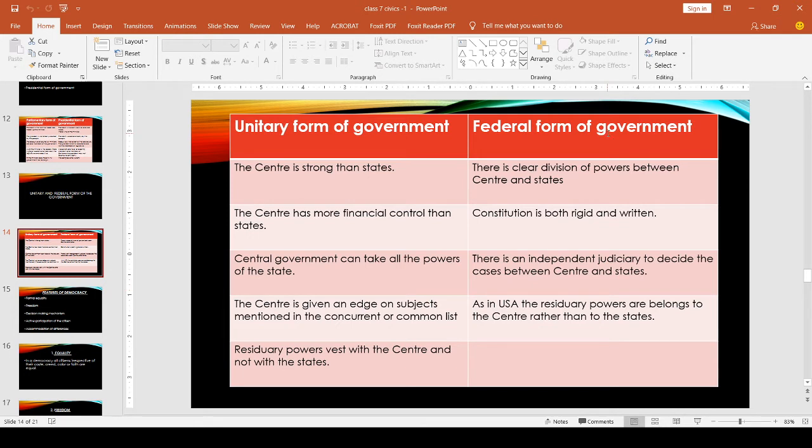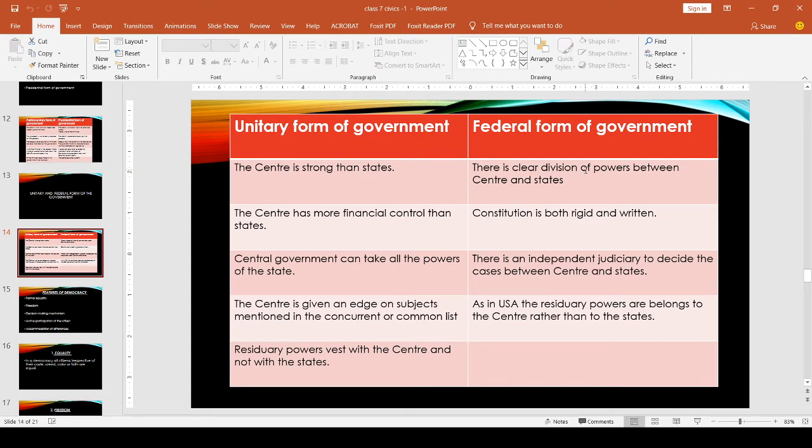We move into federal form of the government. What is federal form of the government? Yes, there is a dual government. One is central government and another is state government. Then we can see what are the characteristics of federal form of the government. First one, there is a clear division of powers between central and state. We know that in a federal form of the government, there is two government, central government and state government. And the powers of central government are clearly divided. Okay, both are independent. Both central government and state government are independent and the powers are also different.